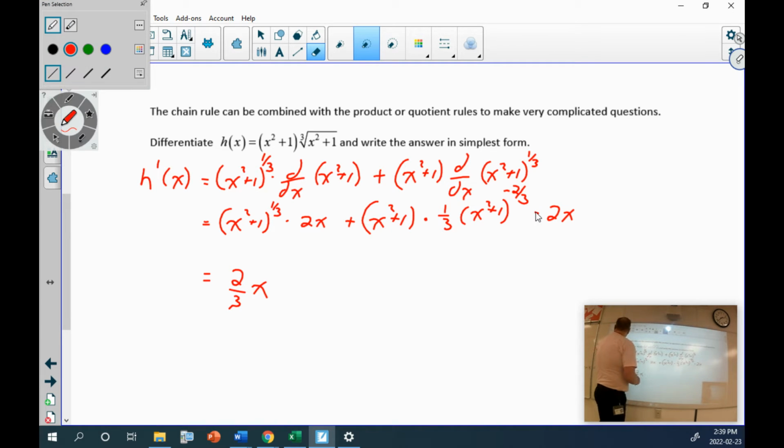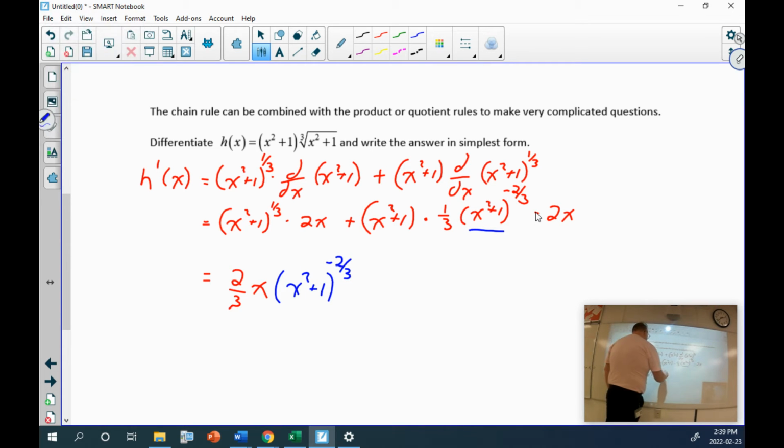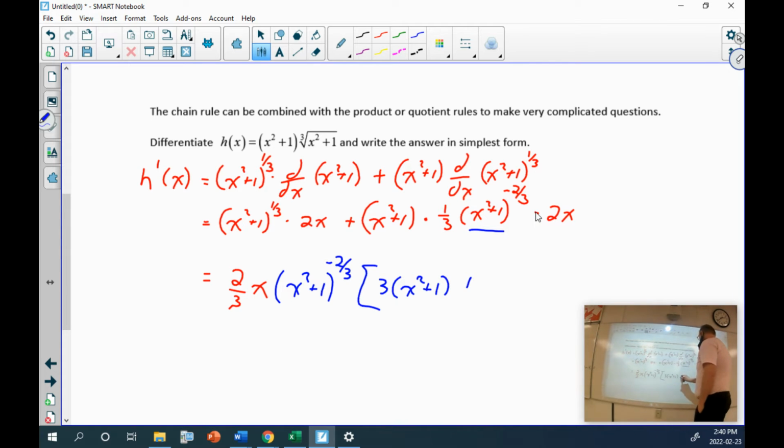x plus x squared plus 1 to the negative 2/3. Take out that. So we have x squared plus 1 to the negative 2/3. That's going to leave this guy with 3 x squared plus 1, because I took out that 2/3, so I would have a 3 there. And then I would be left with plus x squared plus 1 in that term there.